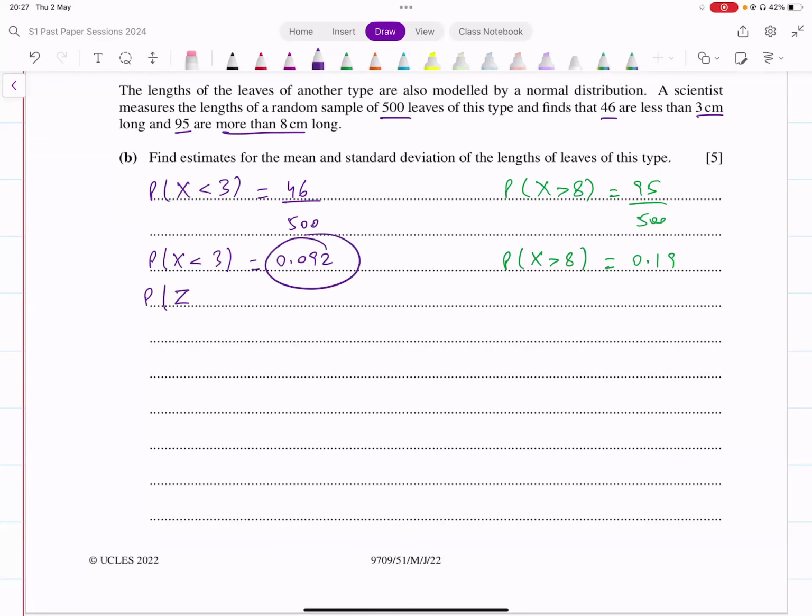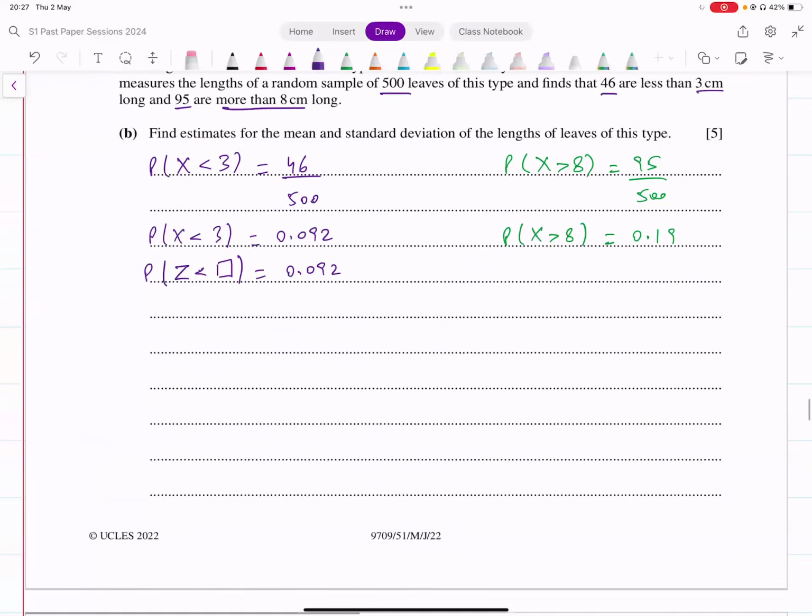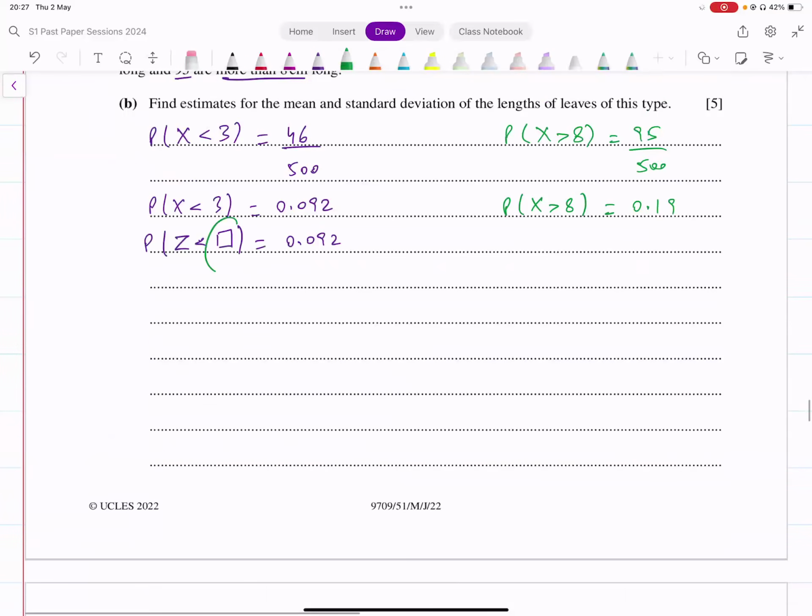X less than 3 is basically 0.092, the probability of that. We can say z less than some value, this probability will be 0.092. And now we need to figure out whether this z value is positive or negative. How do you do that? You think of the normal distribution curve. This is what the curve looks like, roughly. Since it's a z distribution, we have 0 in the middle.